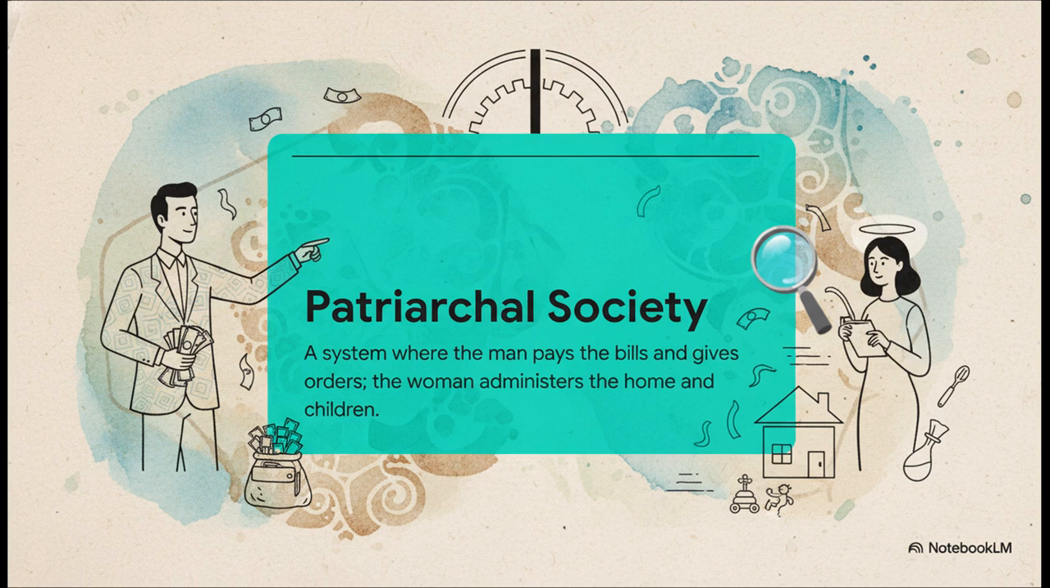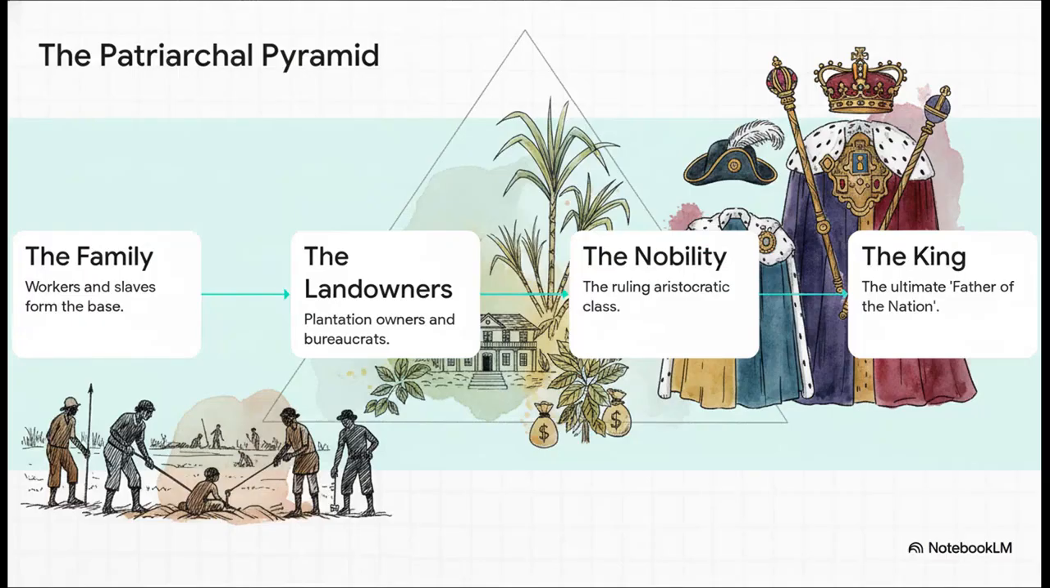In their telling, it's a clear division of labor. The man is the provider, the one who pays the bills and gives the orders. The woman, on the other hand, is the administrator, the powerful manager of the entire domestic world and the children. And then they take this family structure and they just scale it up to the entire nation. They call it a gigantic pyramid scheme.